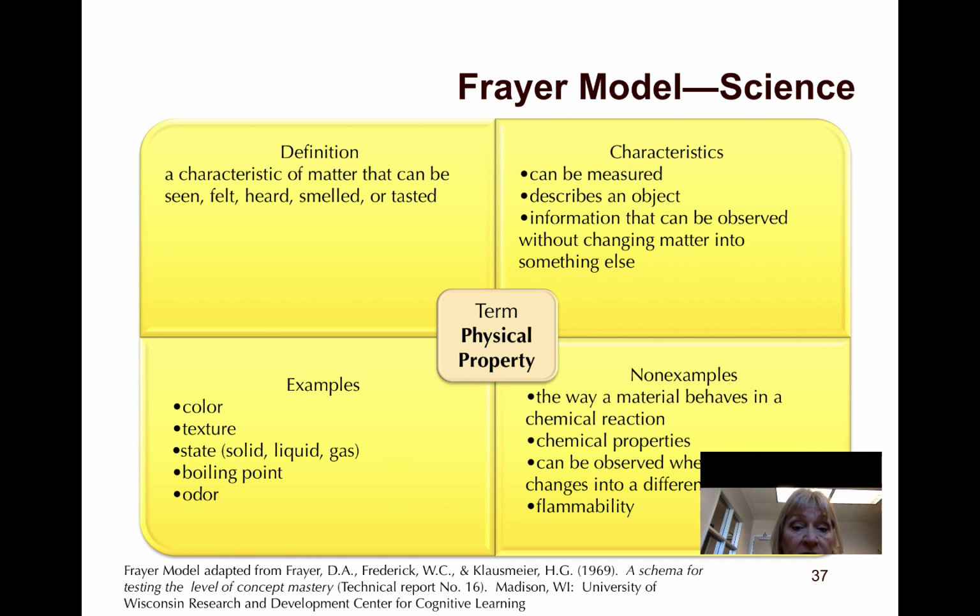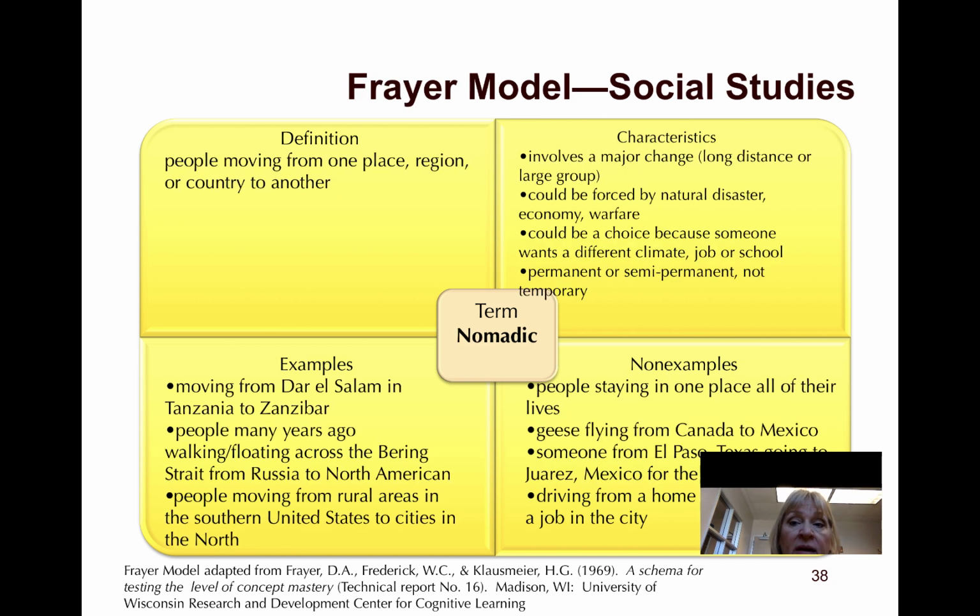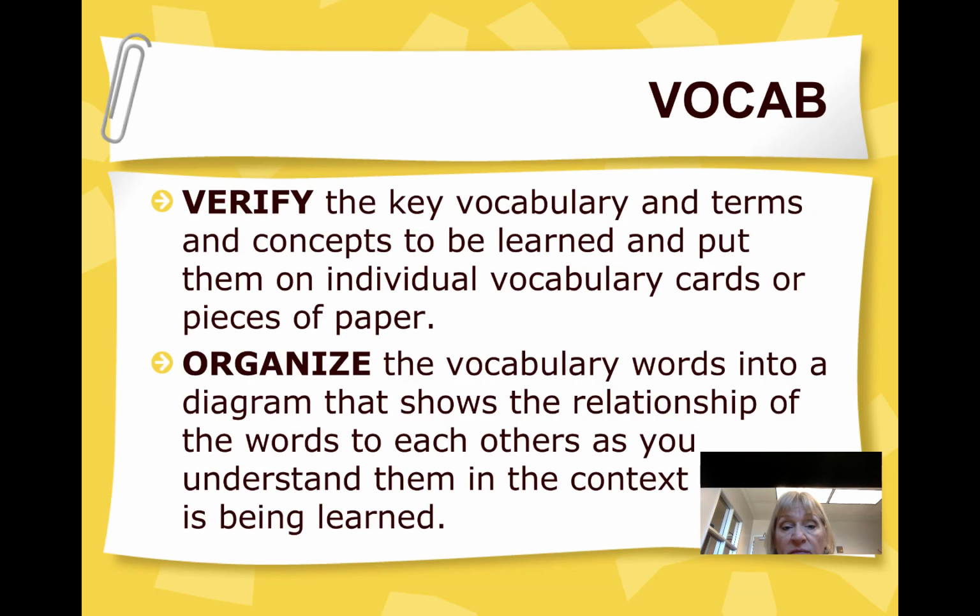You have an example here of science, of physical property, and a social studies example of the term nomadic. What I want you to do is look at these and think about how this is a model that you can use to make vocabulary instruction very concrete for your learners, okay?